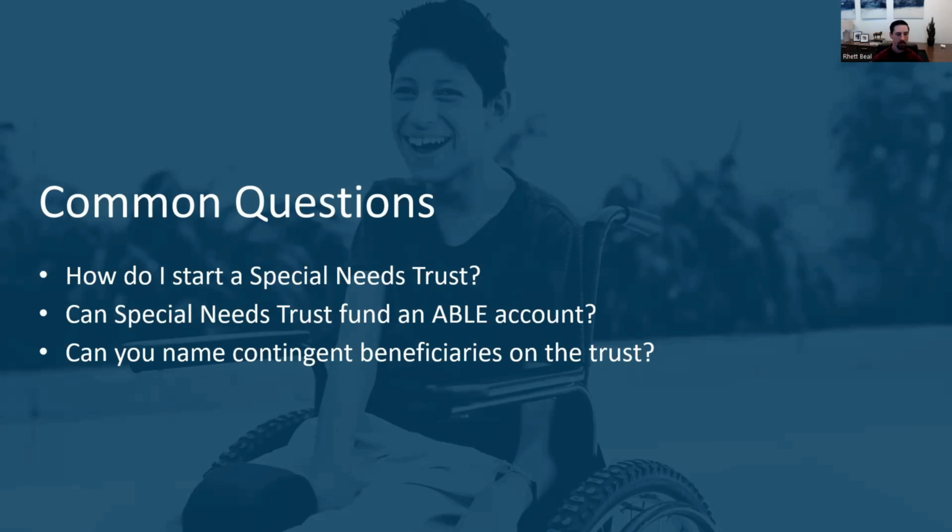And can you name a contingent beneficiary on a trust is another key question. The answer is yes. And some of it depends on the type of trust. If there's a first party special needs trust, which is funded by the individual themselves, there are Medicaid payback provisions. And so Medicaid is going to be the first one to get paid back for all the services that they paid for. And then if there's any excess money over and above that, then it'll go to contingent beneficiaries.